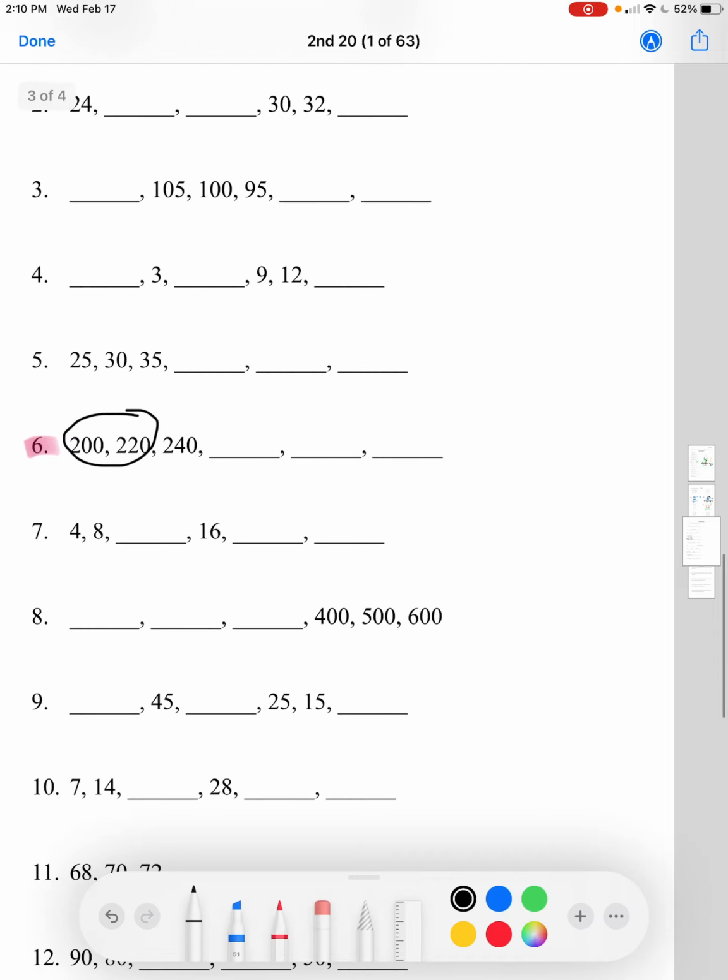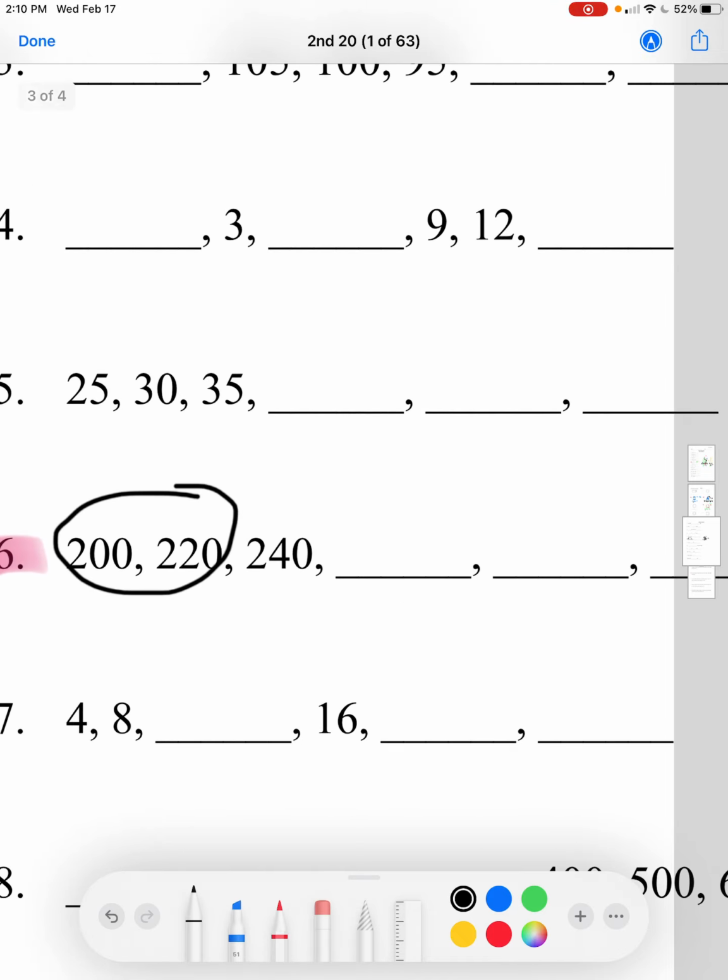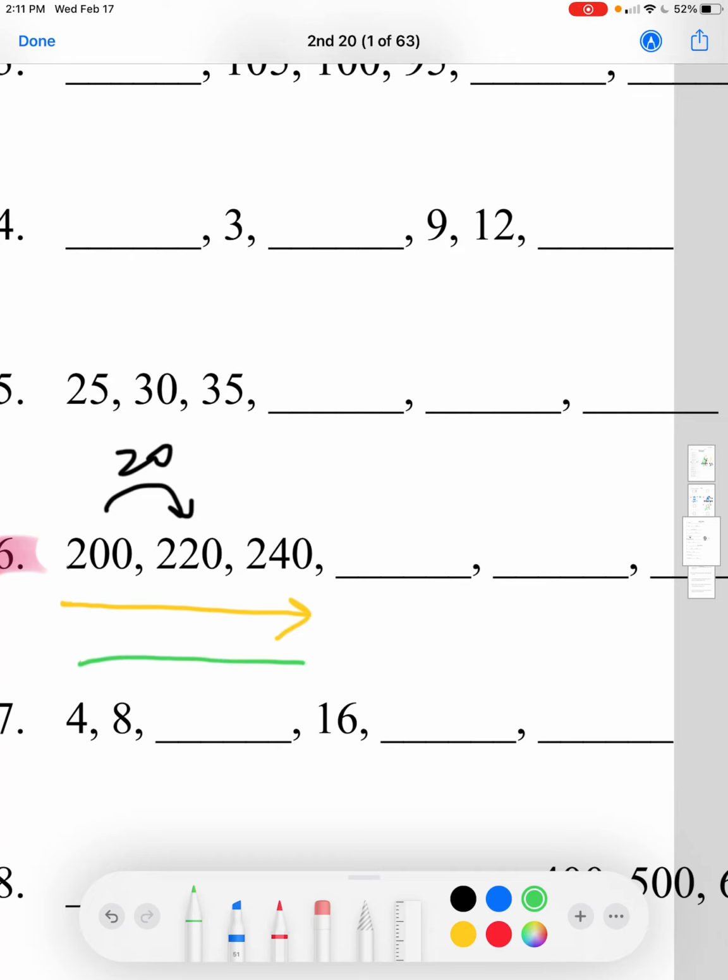200 and 220, we'll subtract. We have 0 minus 0, 2 minus 0, which equals 2, 2 minus 2, which equals 0, so basically 20. So the difference between these two numbers is 20. And if you see, the numbers from here to here are getting bigger. But if you're going from here to here, they're getting smaller. So if you wanted to find the numbers on this side, you'll have to subtract. And if you're going to find the numbers on this side, you'll have to add.